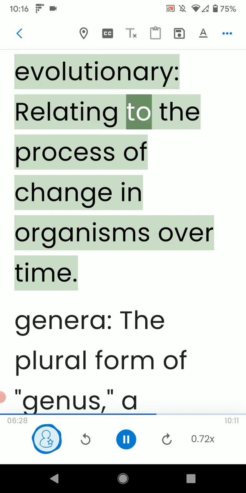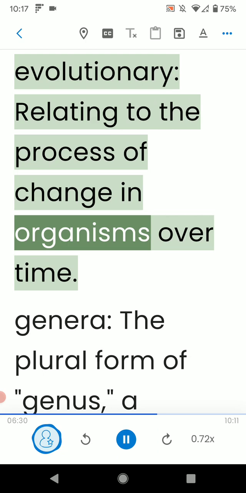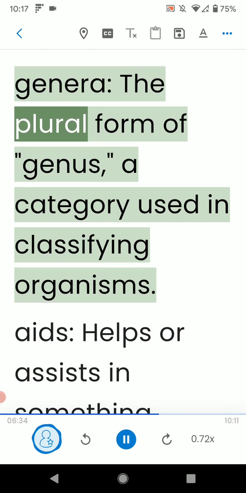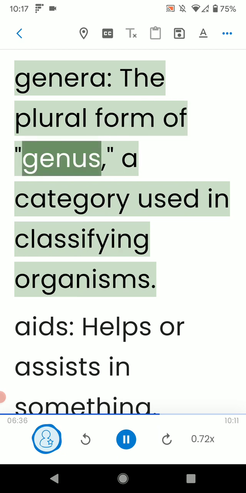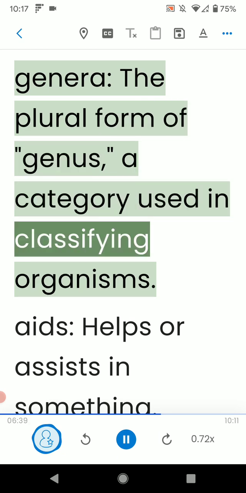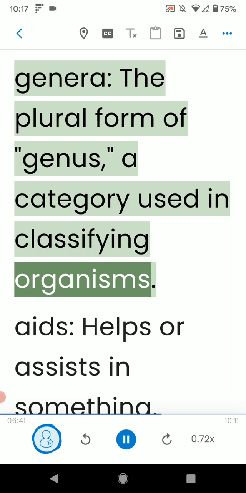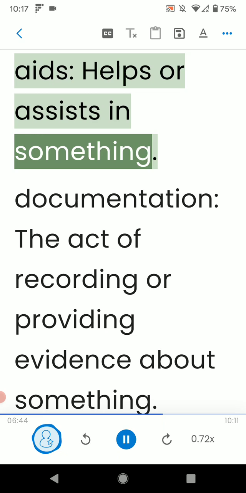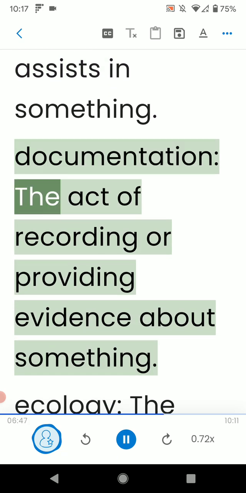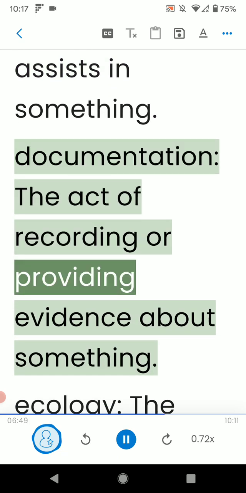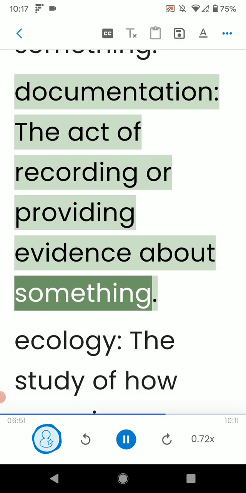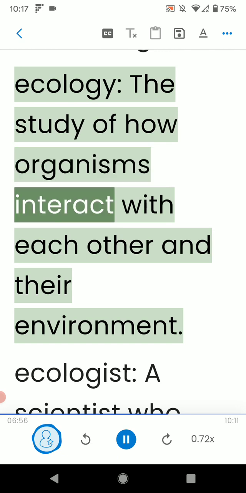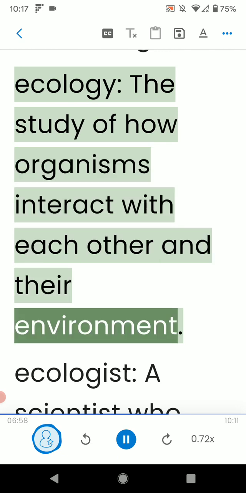Evolutionary, relating to the process of change in organisms over time. Genera, the plural form of genus, a category used in classifying organisms. Aids, helps or assists in something. Documentation, the act of recording or providing evidence about something. Ecology, the study of how organisms interact with each other and their environment.